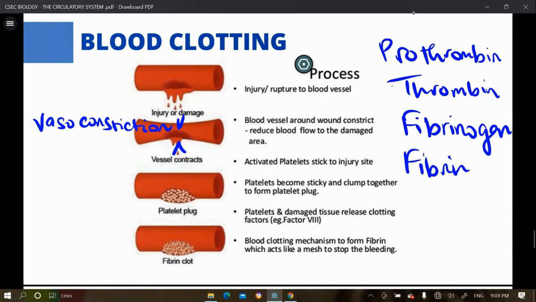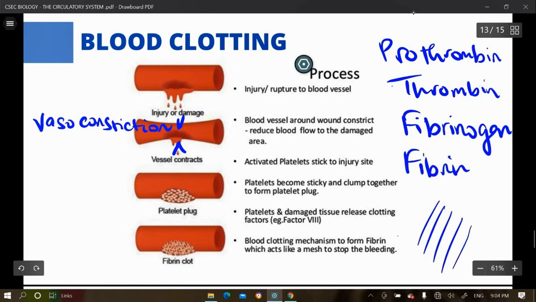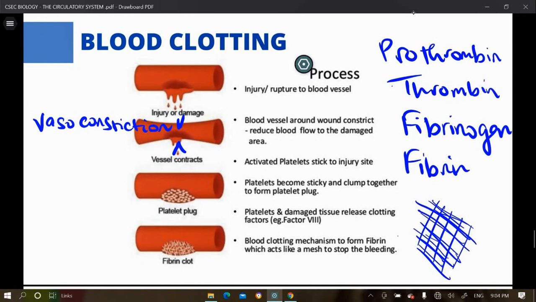Now, that's basically the blood clotting mechanism to form fibrin, and fibrin will be the mesh that will actually finally stop the bleeding. Once fibrin forms that mesh and stops the bleeding, it will harden, and the new skin will start to form underneath it.